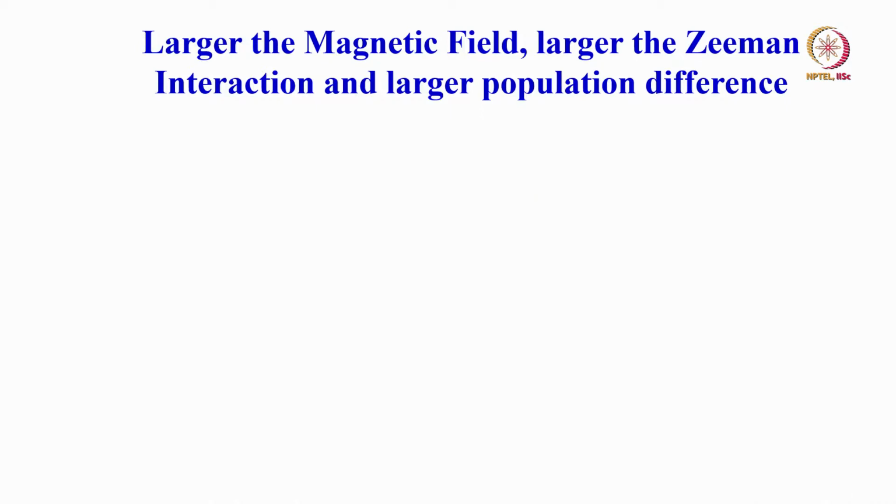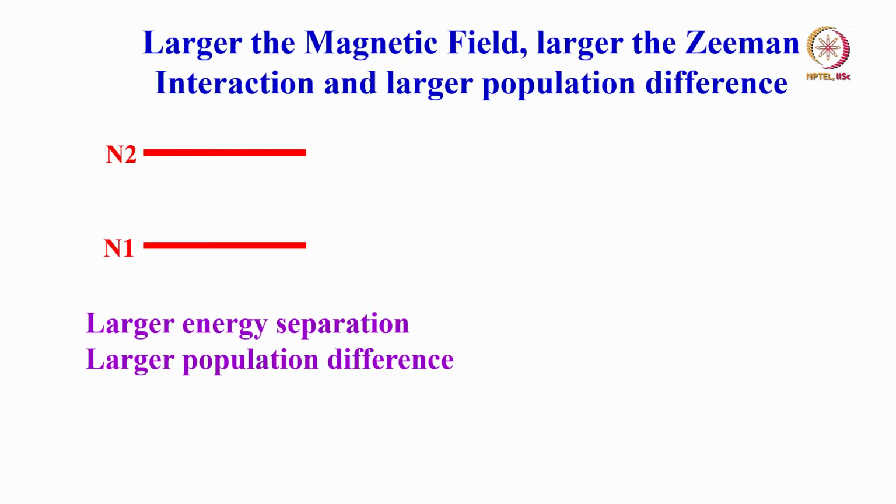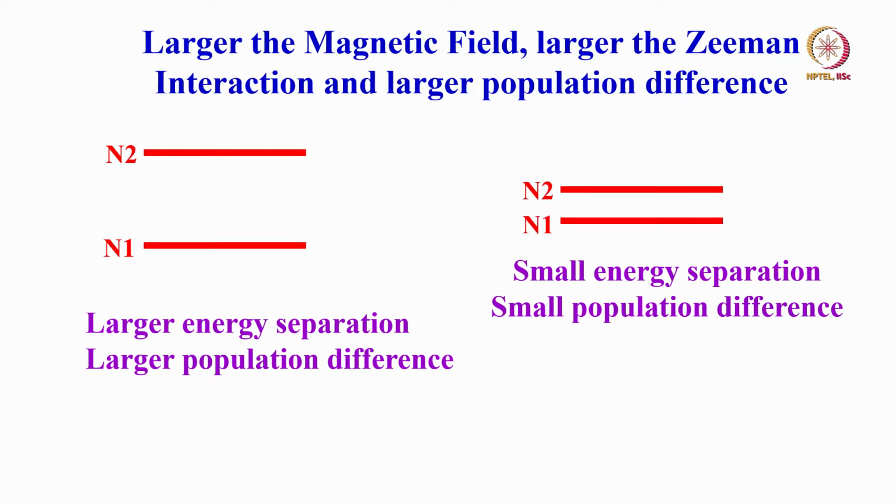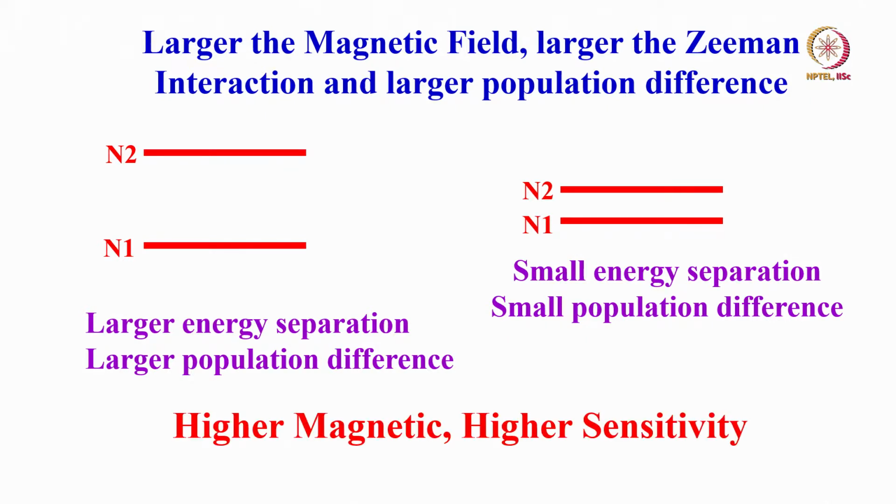When I change the magnetic field, the Zeeman interaction of the nuclear magnetic moment with the magnetic field is larger. Larger the interaction, larger the population difference. That means the energy separation becomes larger and larger if you increase the magnetic field. Smaller the magnetic field, smaller the energy separation. So, larger the population difference means larger energy separation, smaller population difference means smaller energy separation. So, the magnetic field has a direct relevance as far as the Zeeman interaction and the population difference is concerned. It clearly tells me higher the magnetic field, higher sensitivity.